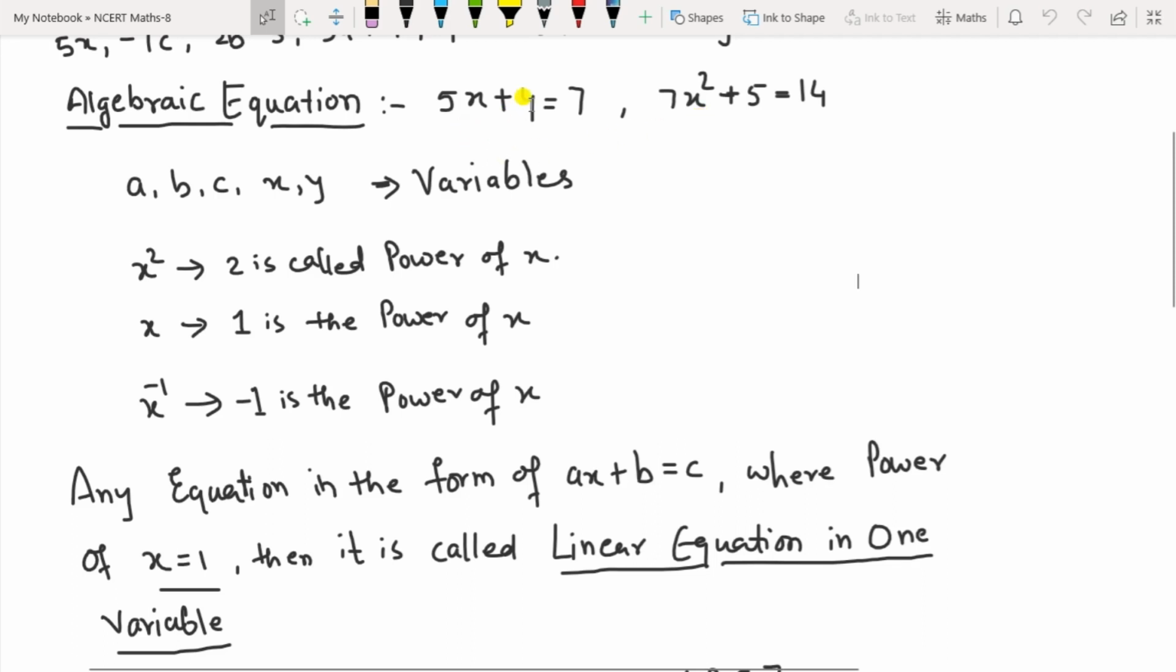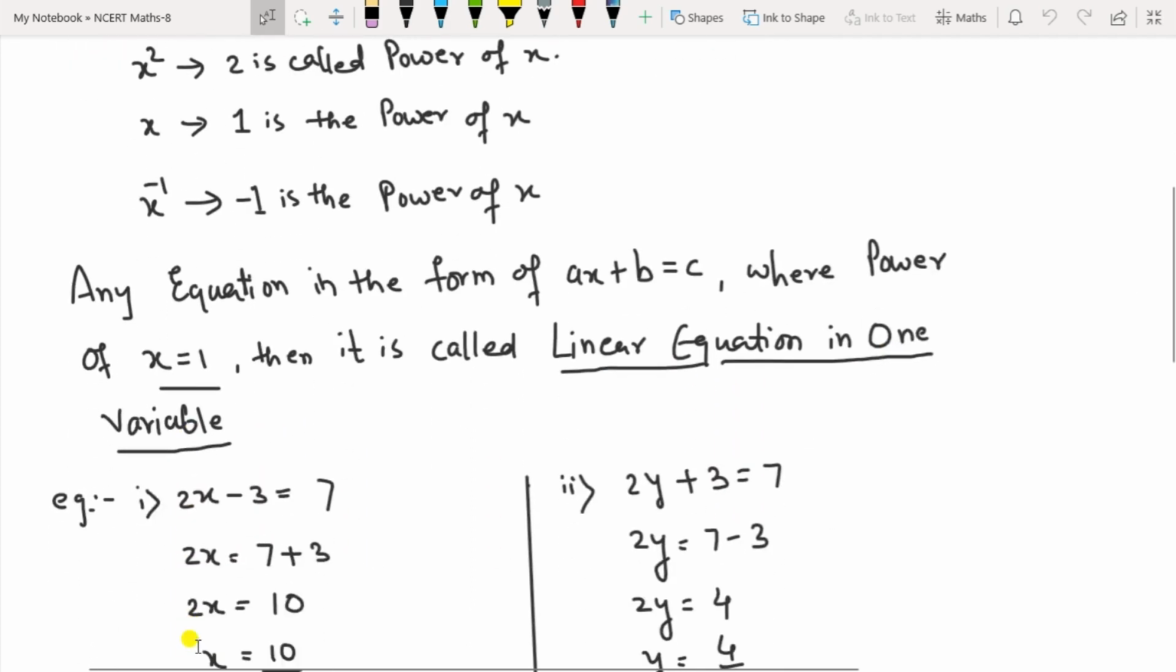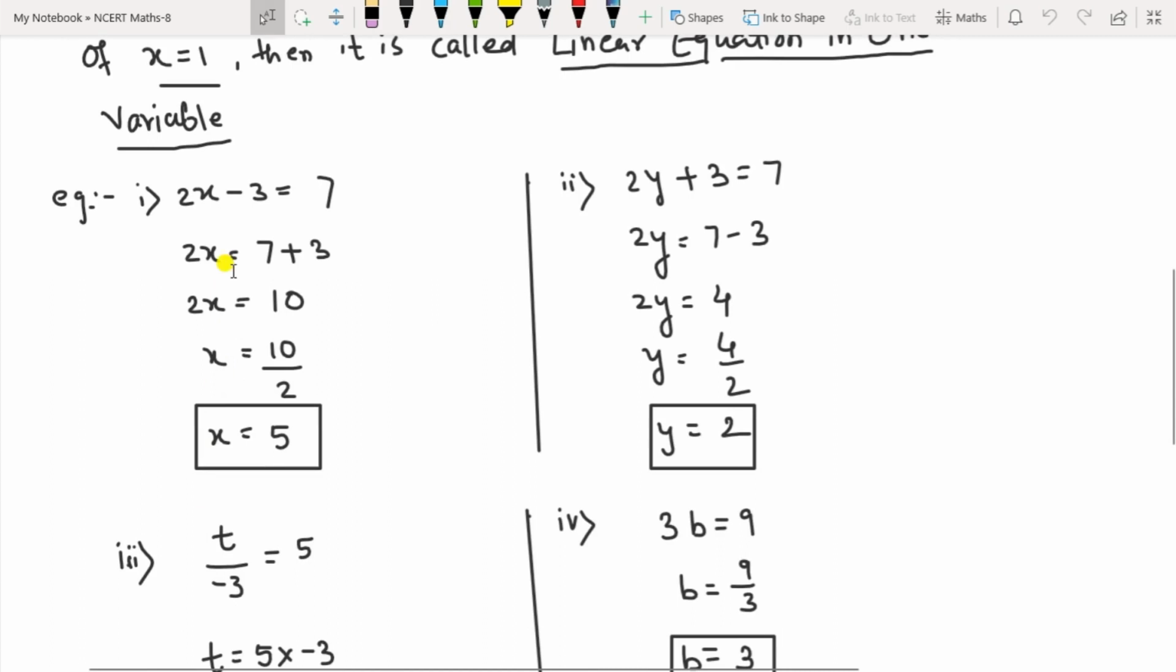This is not a type of linear equation, but the other is a linear equation since the power of x is 1 here. So such equations whose variable power is 1 are called linear equations. Now, how to solve these equations?